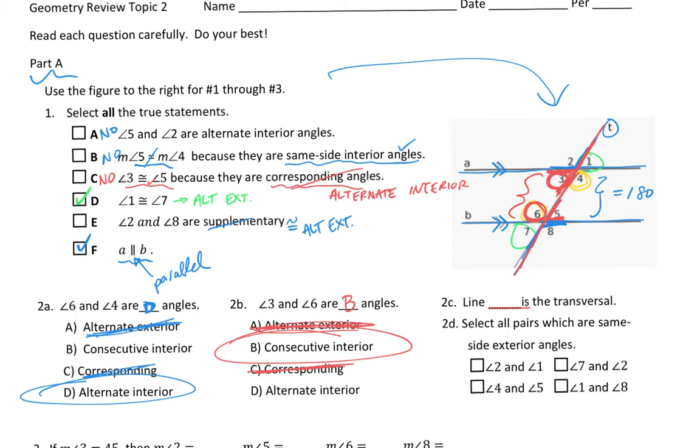All right, and last up, line blank is the transversal. Well, we've already talked about it. It's line T is the transversal. It's the one that's cutting through the other lines. Line T is cutting through those other lines. Oh, look, there's one more.